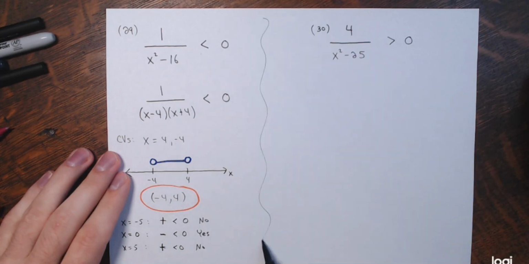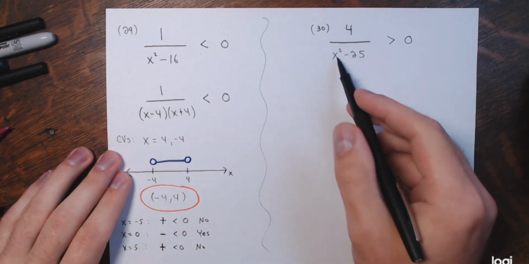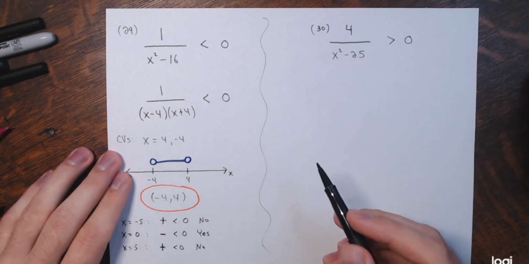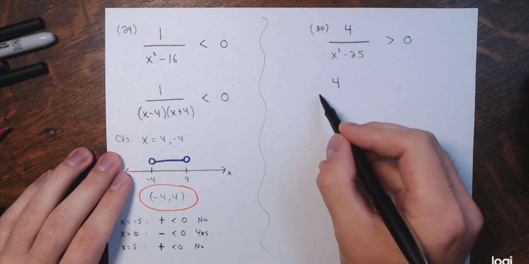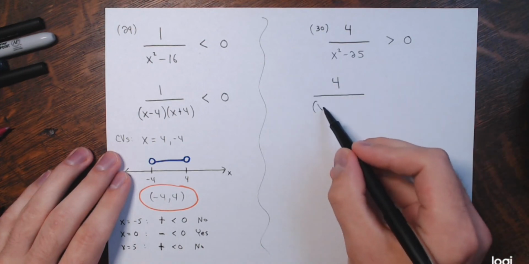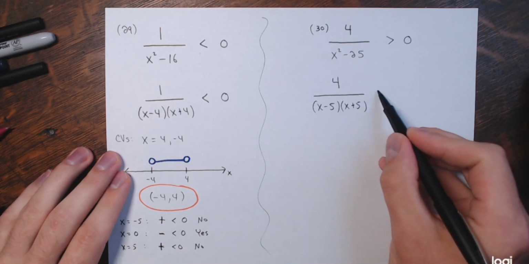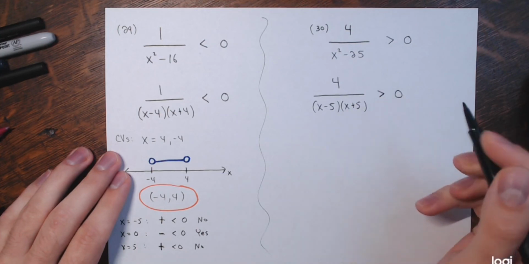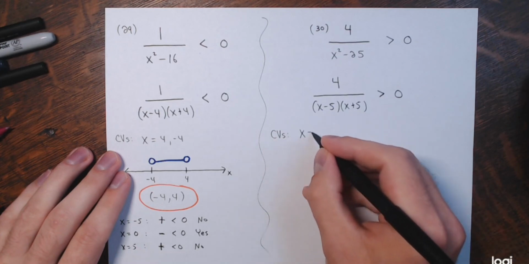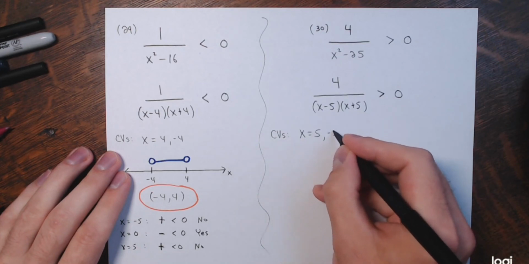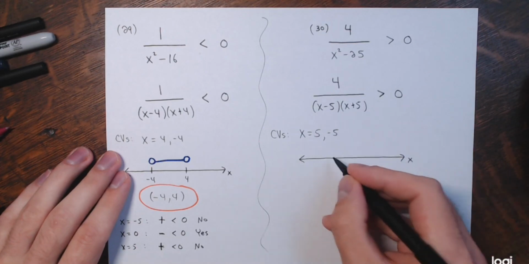Example 30, very similar. Already a single fraction on one side, 0 on the other, like I like to start with. Do some factoring. We have 4 over x minus 5 times x plus 5, is greater than 0. The critical values this time are 5 and negative 5. Those make the denominator 0. I then mark those off on a number line.